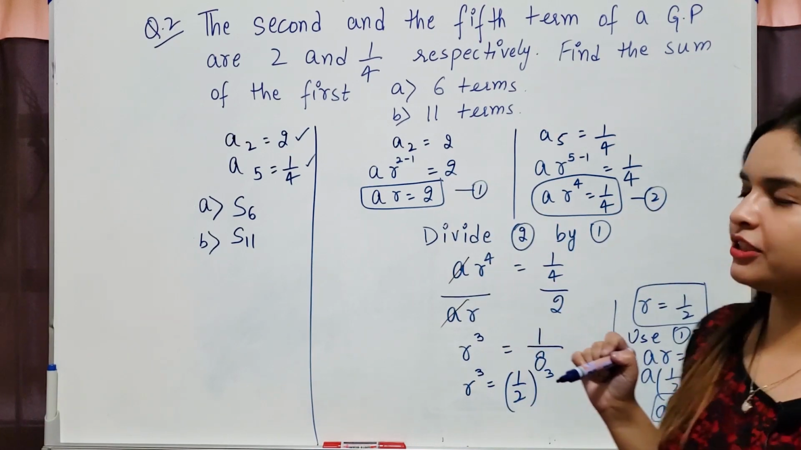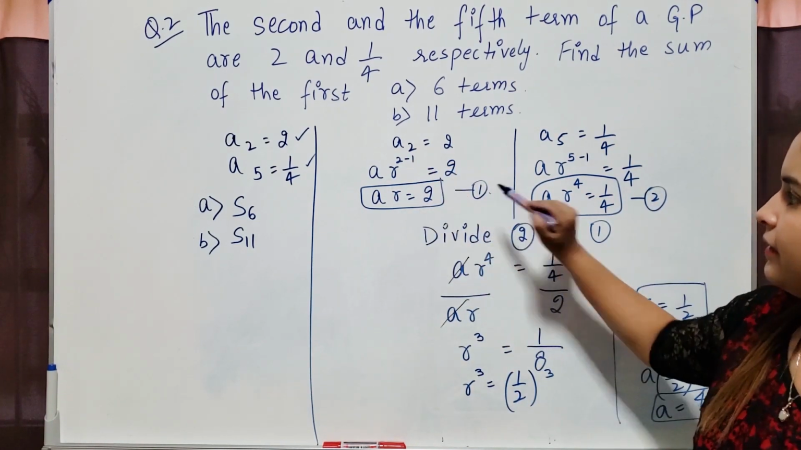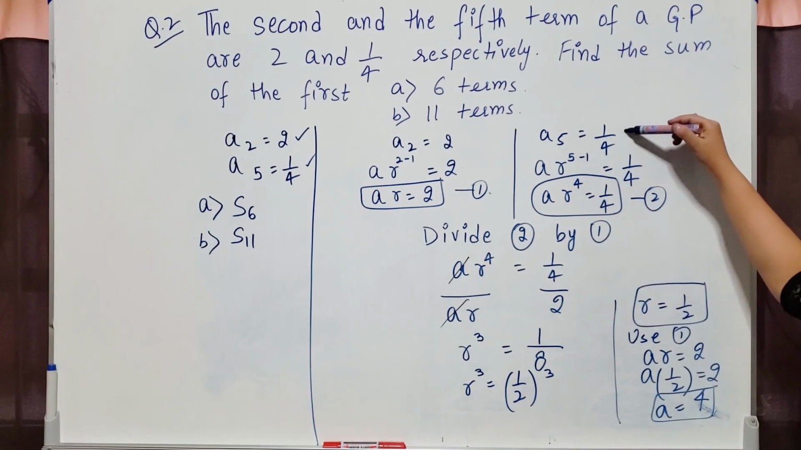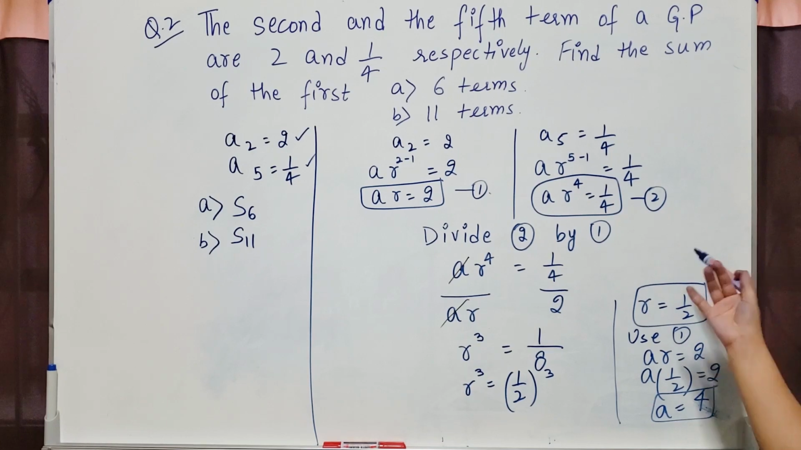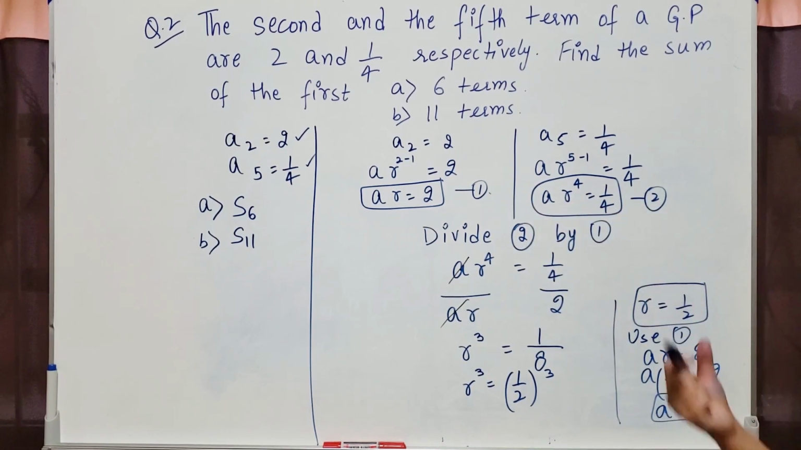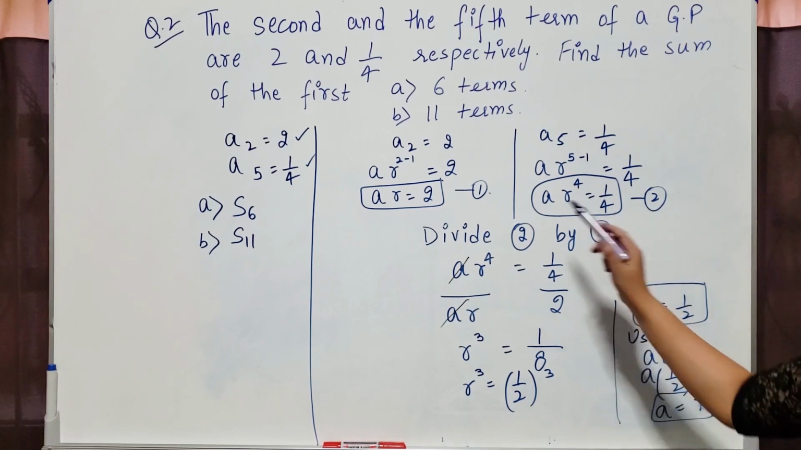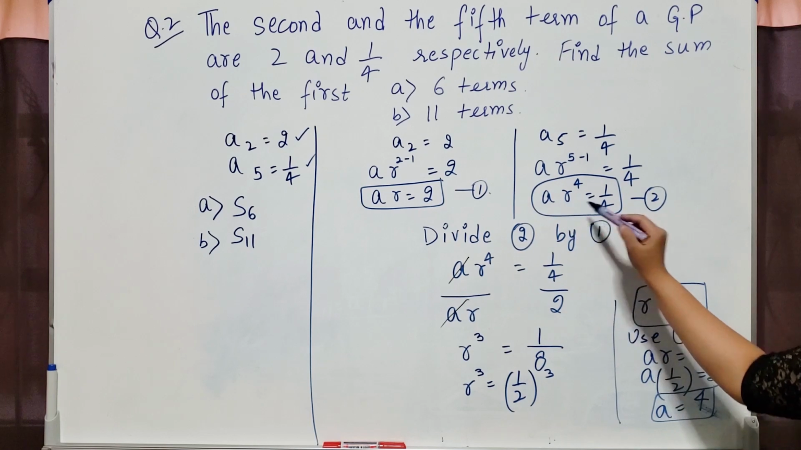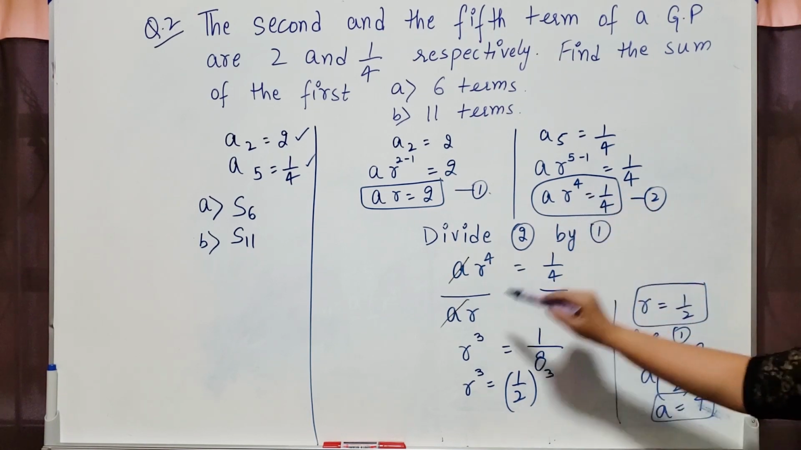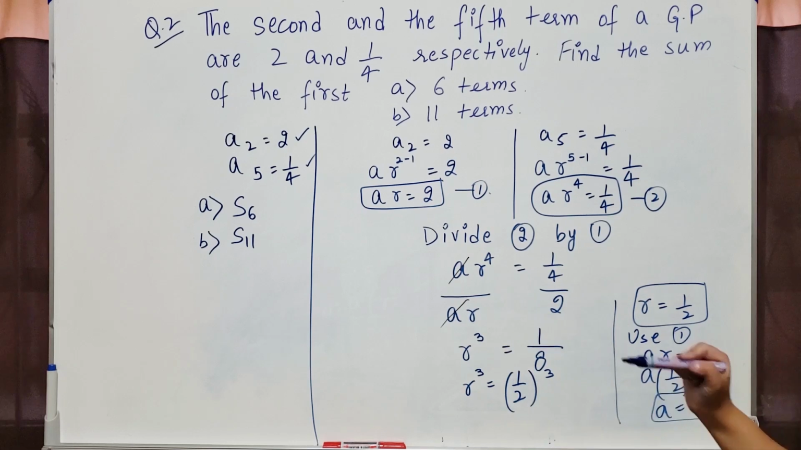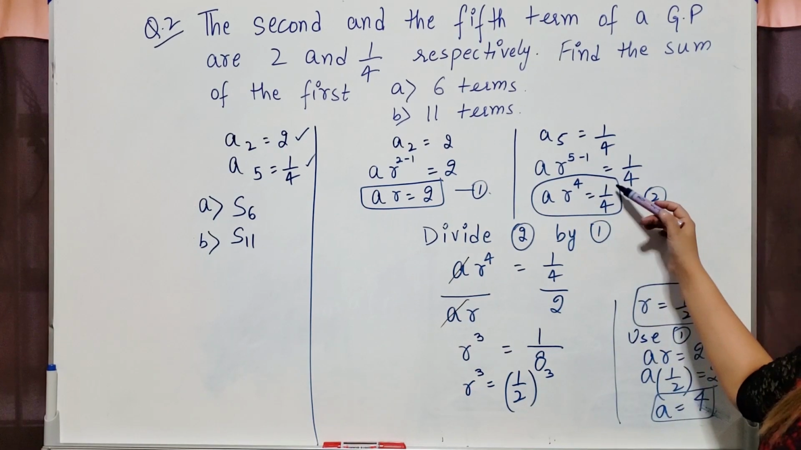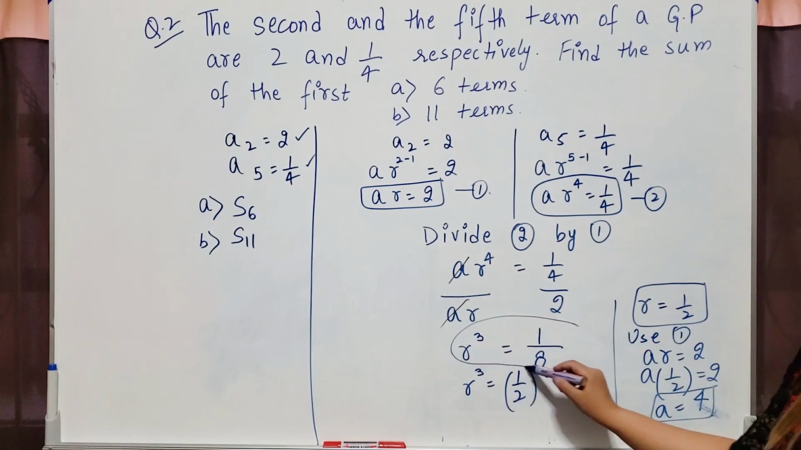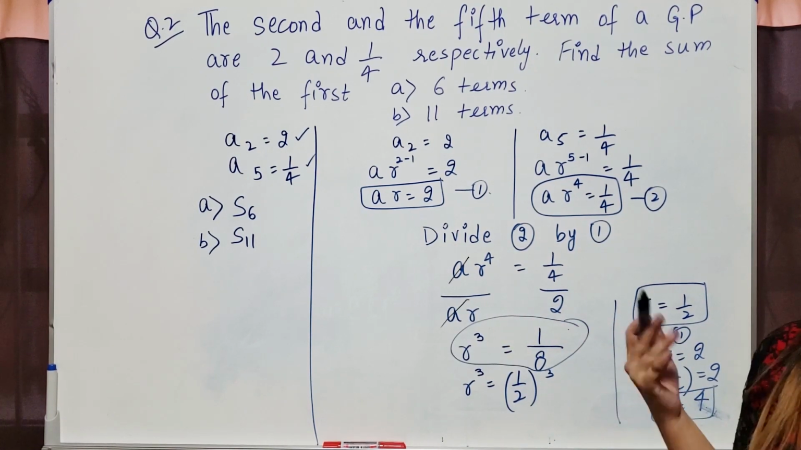So, what I did, I was given these two equations. I used general term formula to open this and I got equation number 1. Then I used general term formula to open this and I got equation number 2. Then using equation 1 and 2, I had to find the value of A and R. So what I did is I divided second equation by first equation. When I divided AR raised to power 4 by AR, I got R raised to power 3. And on the right side, when I divided 1 over 4 by 2, I got 1 over 8.